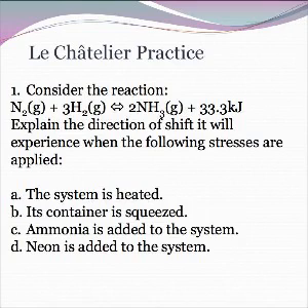B, its container is squeezed, means that the volume would decrease, therefore the pressure would increase, so the reaction would shift to the side with the fewer number of moles of gas. Well, if you look at the balanced equation, there are a total of 4 moles of gas on the left side and 2 moles of gas on the right side. So in this particular case, it would shift to the right and it would produce ammonia gas. We would actually be able to note that shift because of the odor of ammonia.